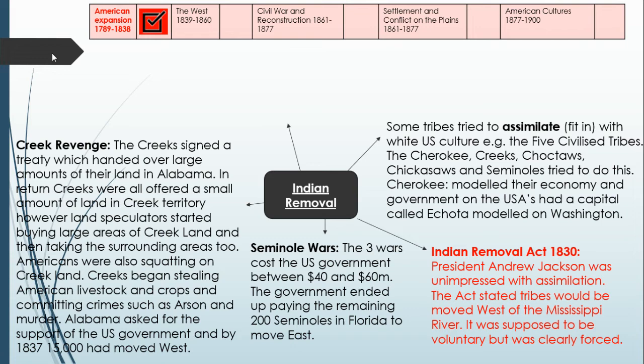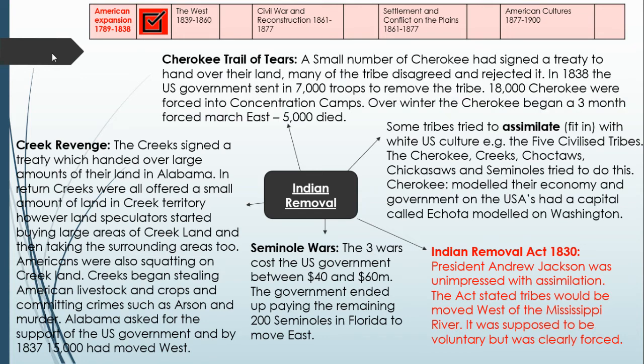So there is huge anger from the Creeks, and they begin to react quite violently. Alabama asked for the support of the US government, and they do help them. And as a result, by 1837, 15,000 Creeks had moved west. So because of the violence used against them, they end up moving west. So this is not another example of paying tribes to move. This is using violence to get them to move west.